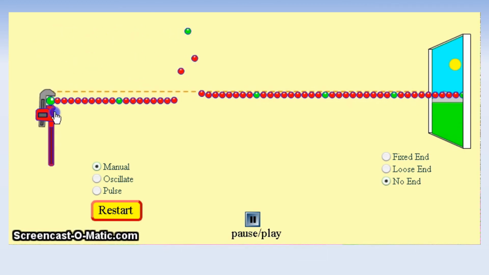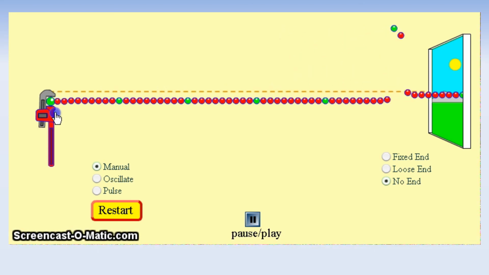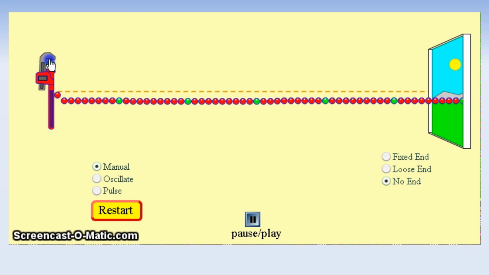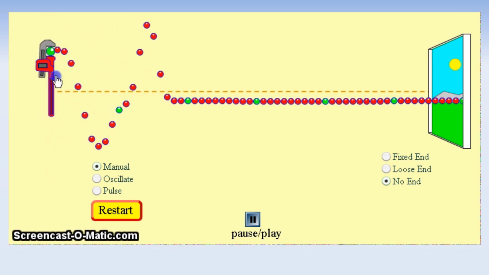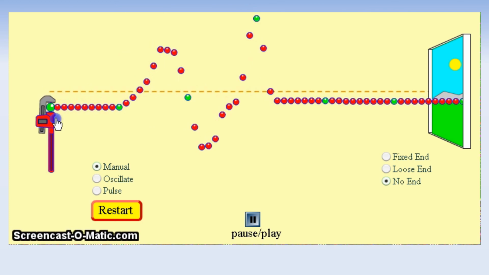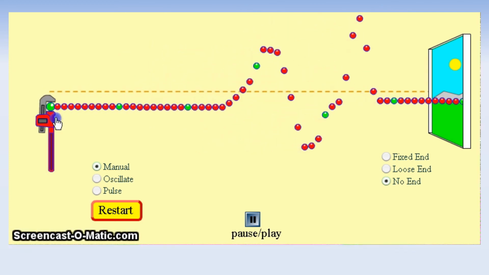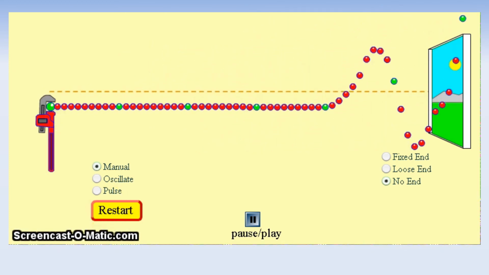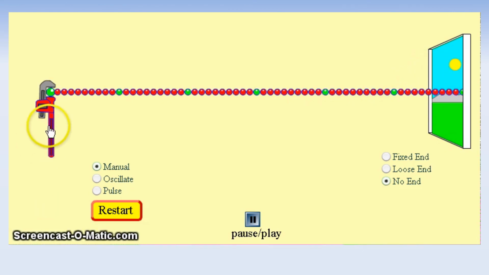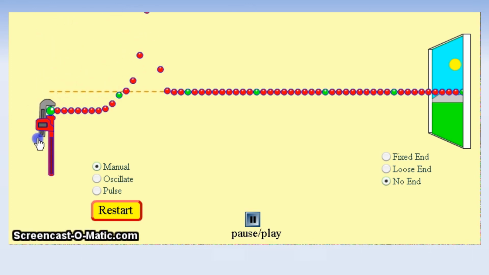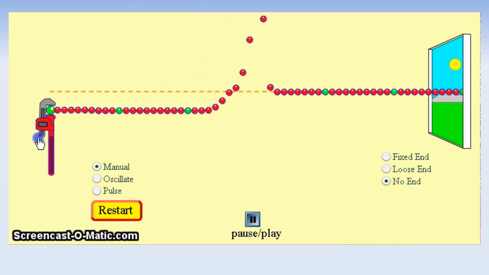But the actual particles of the medium simply move up and down. This is an example of a transverse wave because the particles actually move in a direction that is transverse or perpendicular to the direction that the wave and therefore the energy travels. Now we see that if I disturb the medium a single time by moving this wrench up and down, then we would create a wave pulse which will travel from left to right.